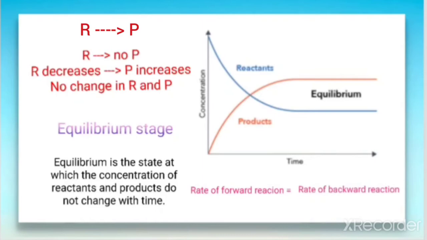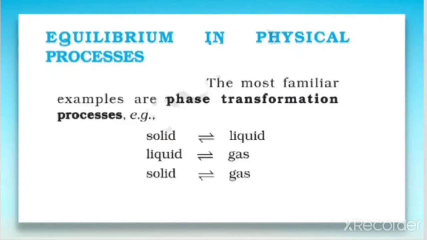Now, let us discuss the types of equilibrium. First, the equilibrium in physical processes. The most familiar examples are the phase transformation processes. That is, for example, solid converted into liquid, liquid to solid. So here the double-headed arrows, that is two arrows which are shown here, show that the process is taking place in both directions. That is, it is showing the equilibrium condition.